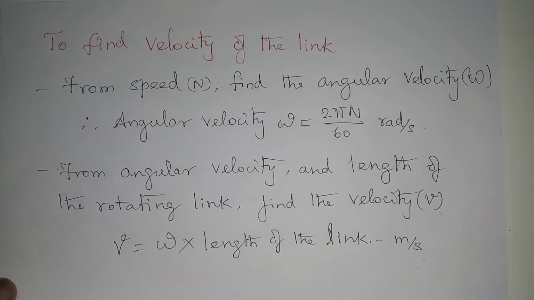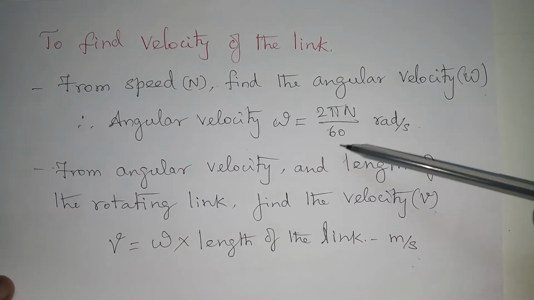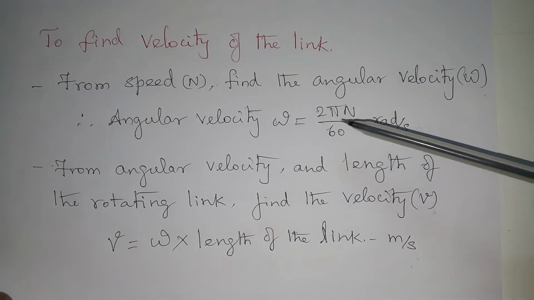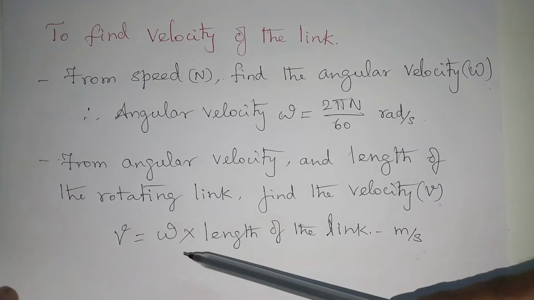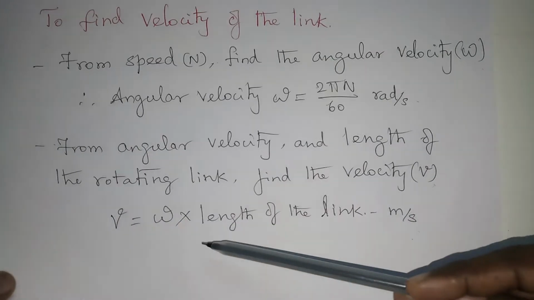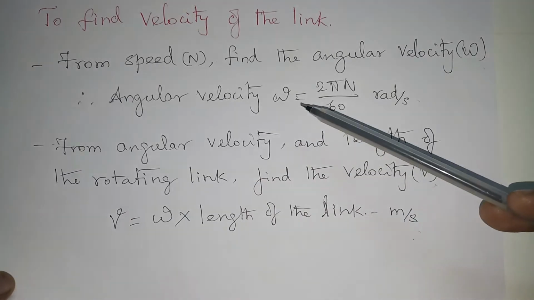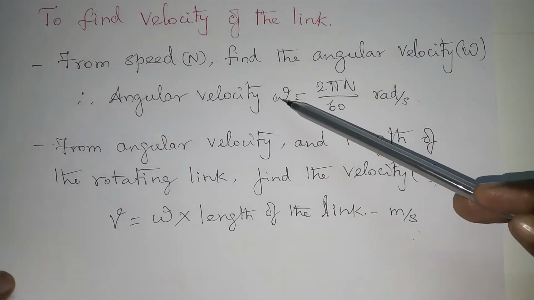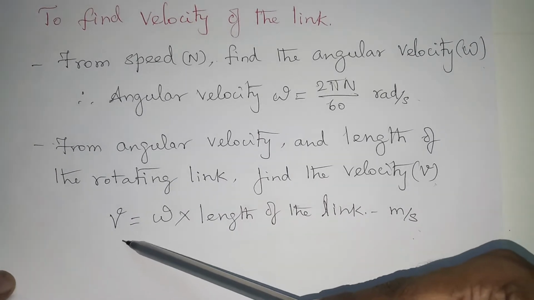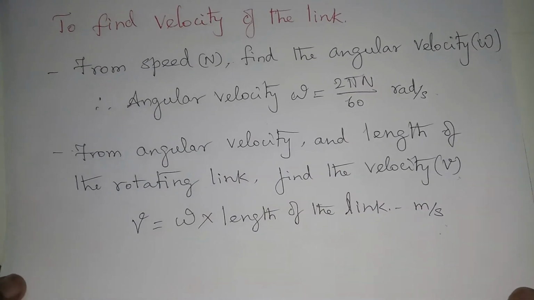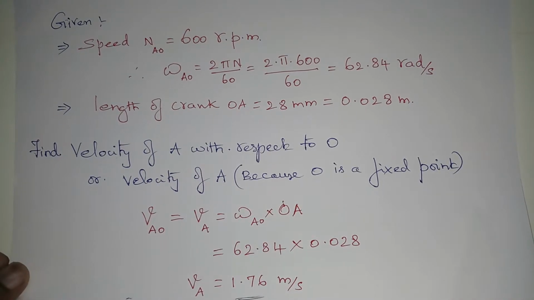To find the velocity of the link, you have to use the angular velocity omega equal to 2 pi N by 60 radians per second, and from the angular velocity omega you have to find the velocity of the input link, v equal to omega into length of the link. We will know the length of the link, and we will find omega by using speed. So substitute the omega value and the length, and you will get the velocity of the input link. First you write the given data, followed by finding the velocity of the link.